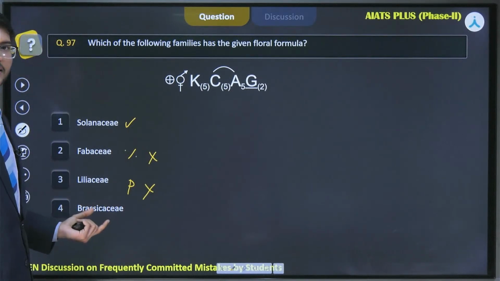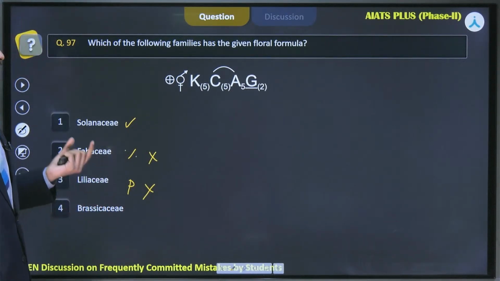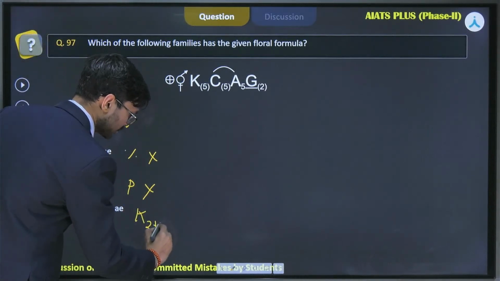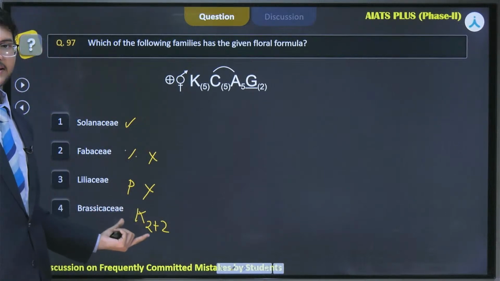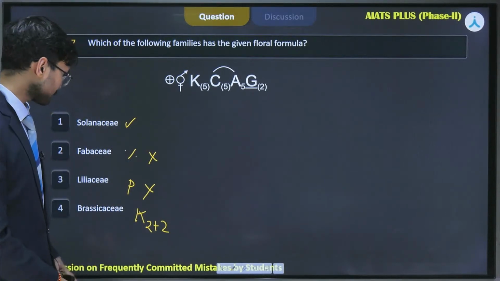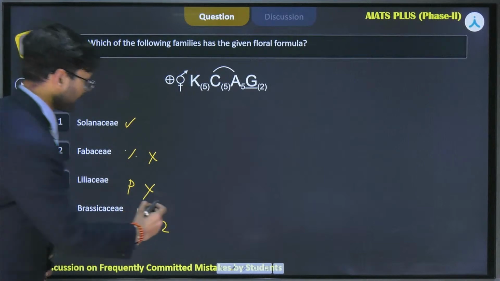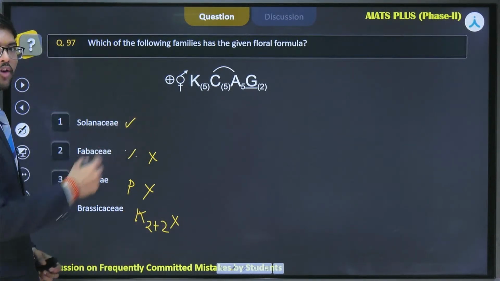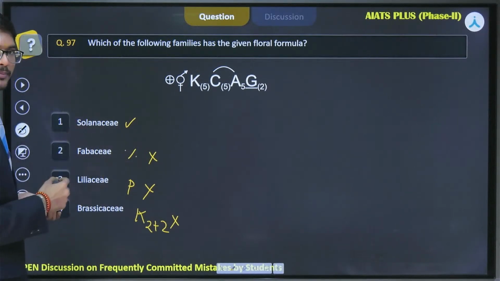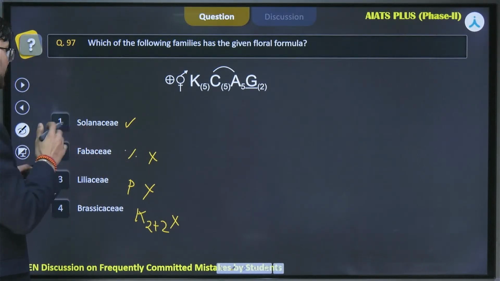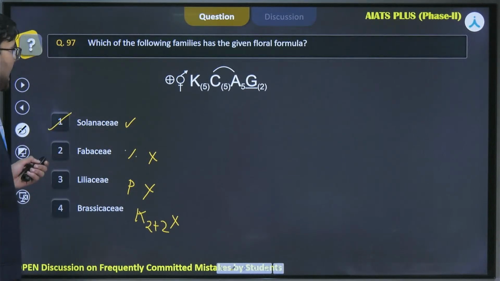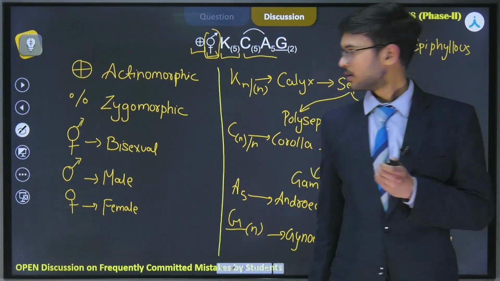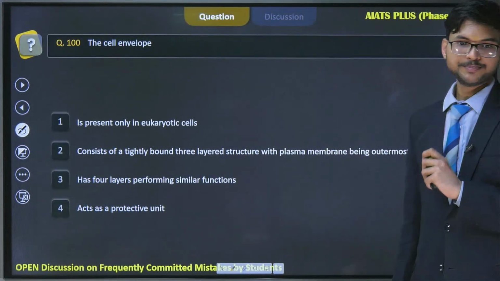And Brassicaceae can be remembered by the condition where the sepals are in two whorls, or in this kind of arrangement. Okay. So this is how you can use the knowledge of all the floral formulas to identify which family a particular floral formula represents. Okay. So here the answer is 1. Let's move to the next question.